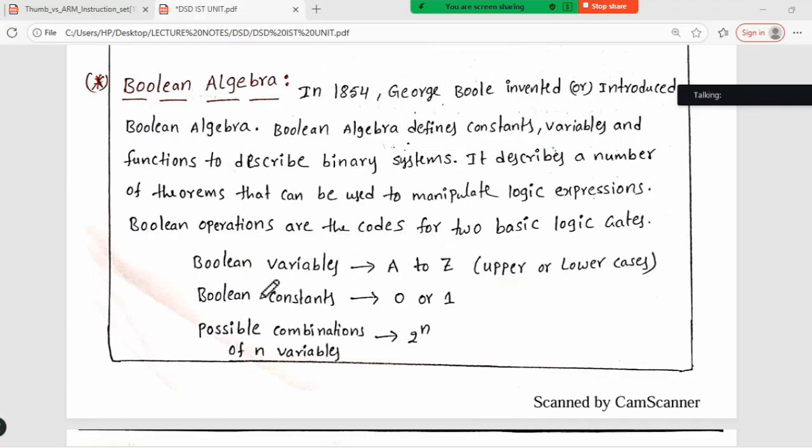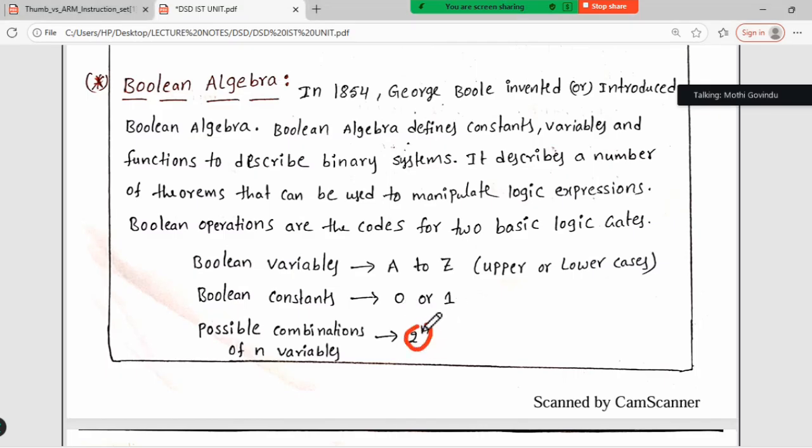So Boolean variables are A to Z, Boolean constants are 0 or 1, and the possible combinations of n variables are 2 to the power of n. So Boolean algebra is a combination of variables, constants, and the number of combinations of the variables. For example, I am taking three variables. How many combinations? 2 to the power of 3 equals 8 combinations. So that will give us the number of combinations.